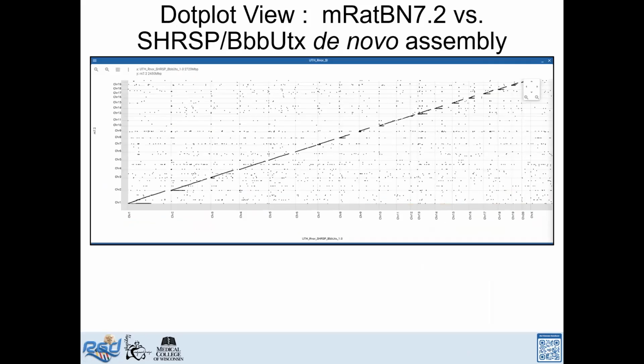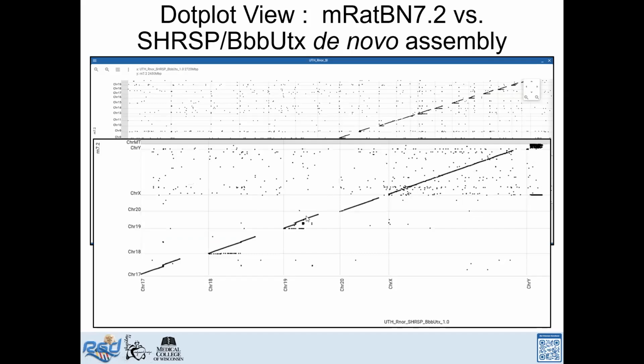The dot plot viewer gives you a genome-wide view of whole genome alignments between two assemblies. And here again, I'm showing 7.2 versus the SHRSP. And you can see that there's pretty good correspondence between the two. And if I want to zoom into a region, I can do that and see a little bit more detail. And so you get the idea of the correspondence between the two assemblies.